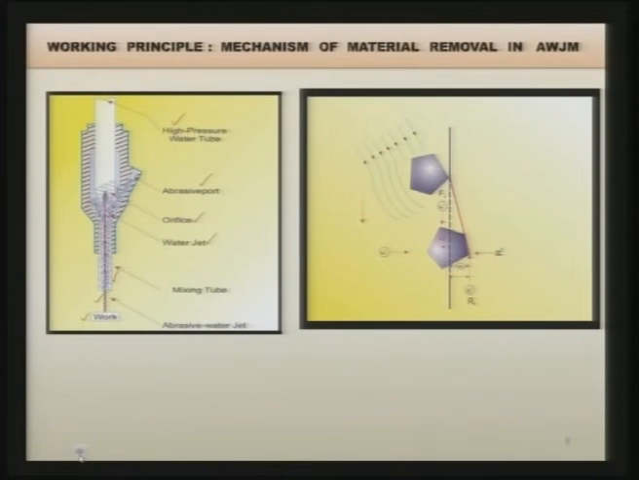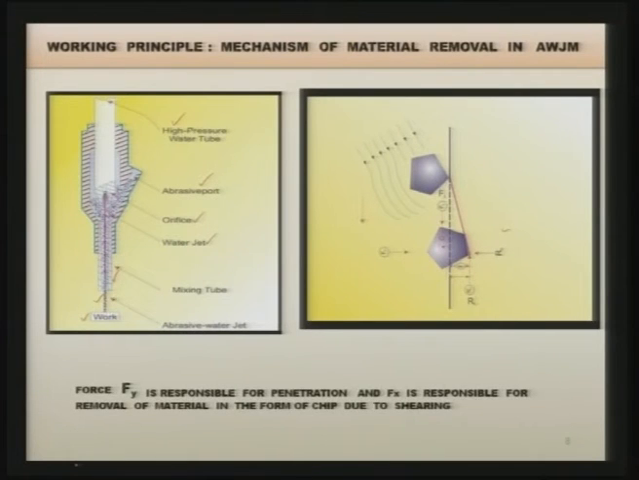Now, when it hits the workpiece, it is not necessary all the time that it is hitting at a normal or 90-degree angle to the workpiece. As you can see on the right hand side, the abrasive particle is hitting the workpiece at an angle other than 90 degrees to the workpiece surface. Now, there are two forces acting over here, Fx and Fy. Force Fy is responsible for penetration, acting in this particular direction, so it is responsible for penetrating inside the workpiece surface, and Fx is responsible for removal of material in the form of a chip due to the shearing action.